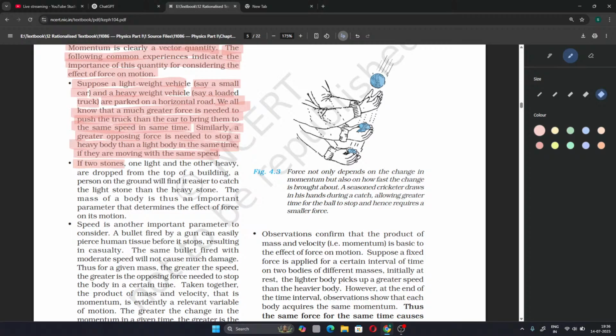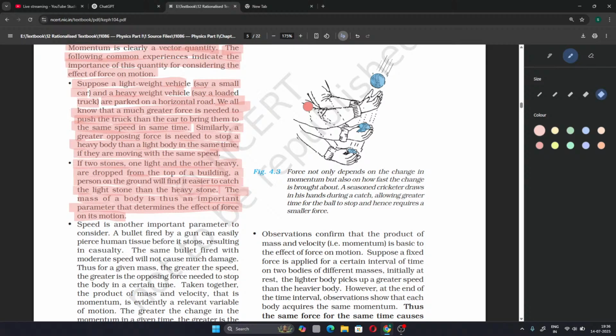If two stones, one light and the other heavy, are dropped from the top of a building, a person on the ground will find it easier to catch the light stone than the heavy stone. The mass of the body is thus an important parameter that determines the effect of force on its motion. Basically, in both cases, the truck and the trolley or a small car, we see that the mass of the truck is much greater than the mass of the car or the trolley.